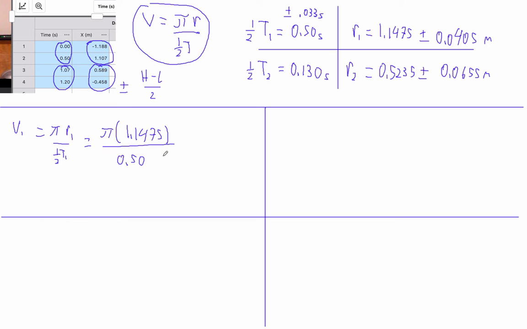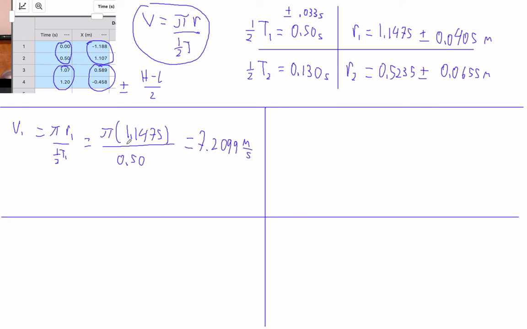So let's do that. Okay, pi times 1.1475 divided by 0.5. That's a whopping 7.2099. 7.2099 meters per second.